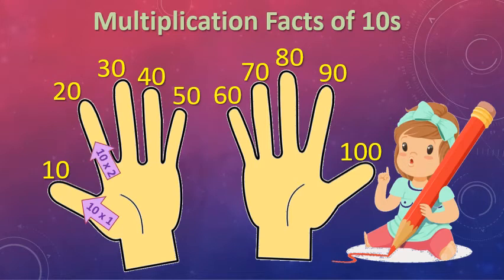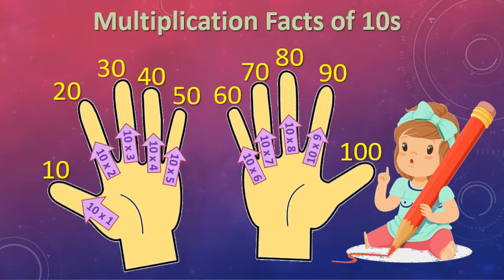It will be 10 by 1, 10 by 2, 10 by 3, 10 by 4, 10 by 5. It will be 10, 20, 30, 40, 50. 10 by 6, 10 by 7, 10 by 8, 10 by 9, and 10 by 10. 60, 70, 80, 90, and 100. Good job.